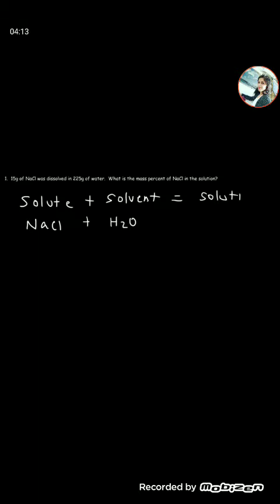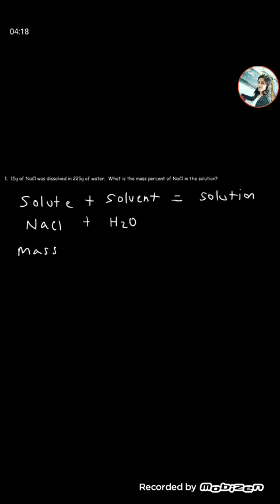In this video, we will see this question. 15 gram of NaCl was dissolved in 225 gram of water. What is the mass percentage of NaCl in the solution? We know very well that solute plus solvent is equal to solution. NaCl is present in less quantity, so NaCl is the solute, and it is dissolved in 225 gram of water, so water is the solvent.